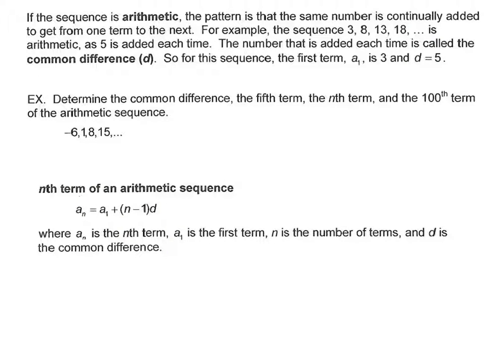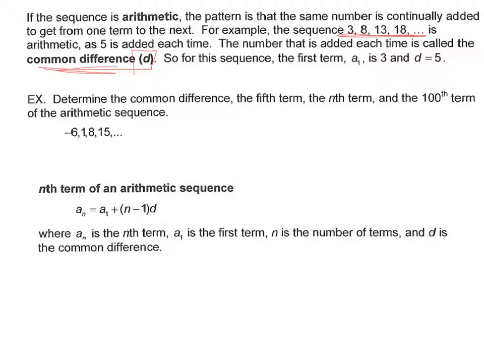If the sequence is arithmetic, that means that the pattern is that the same number is continually added to get from one term to the next. For example, the sequence 3, 8, 13, 18, and so on forever, that's what those little dots mean, is arithmetic because 5 is added each time. The number that's added each time is called the common difference, and we call that D.